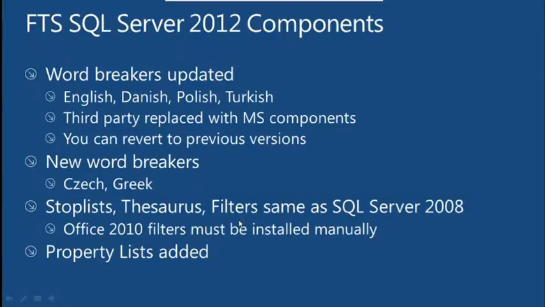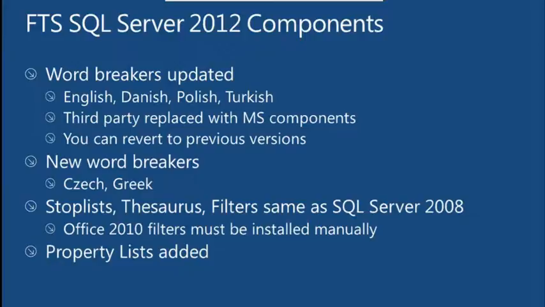Now, strangely enough, they included all the filters for most of the file types that you would use, except for the Office 2010 filters, which is kind of strange. It won't index, for example, an XLSX document, or it won't do a docx document. And so the way to do this is to actually go out, find these filters, one-word search, right? Find the Office 2010 filters and install them. And I'll show you how to do that.